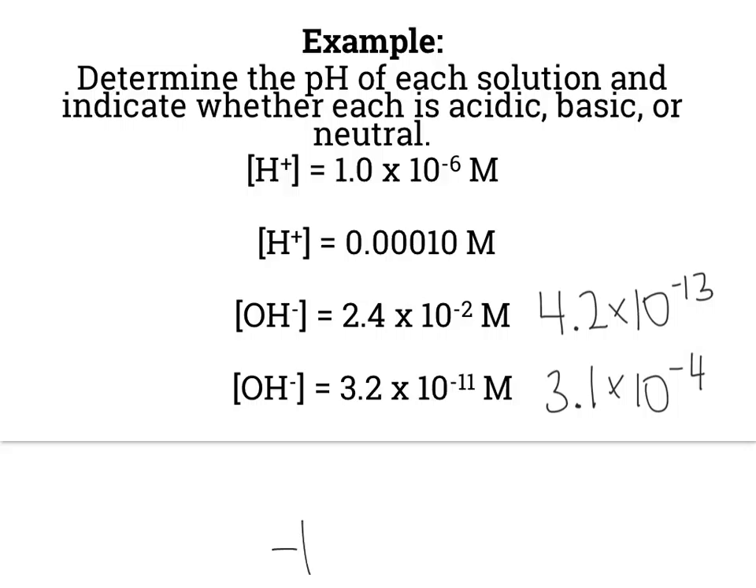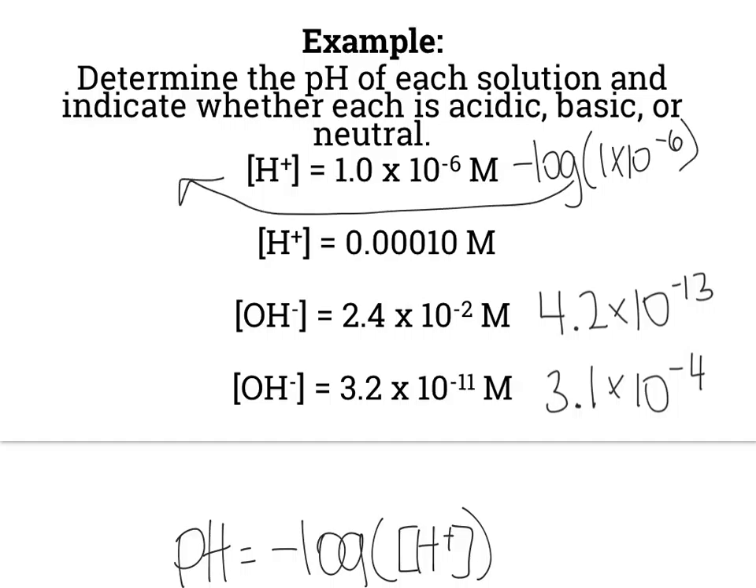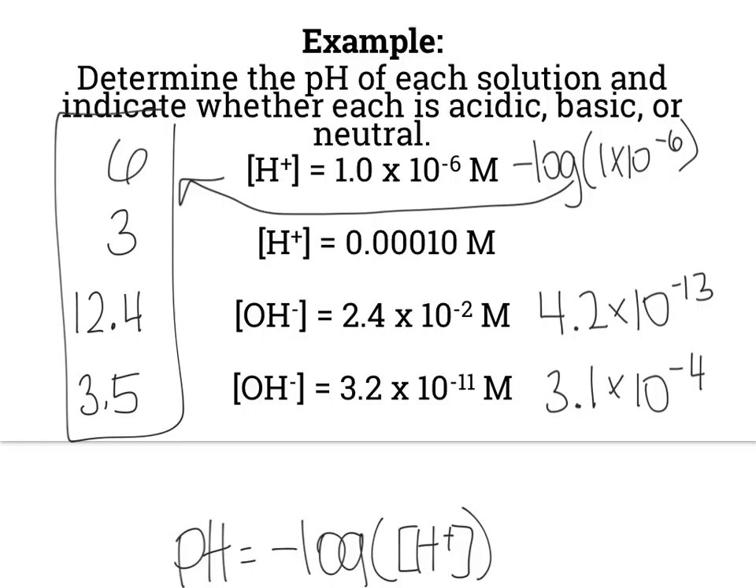Again, pH is equal to negative log of H plus, which means that we're going to have the negative log of 1 times 10 to negative 6. And that's going to equal 6. All right, and now I'm going to find the pH for the rest of these, and I'll write them over here. These will be our pHs. All right, so we have a pH of 6, 3, 12.4, and 3.5.